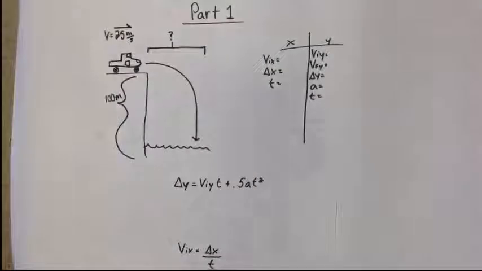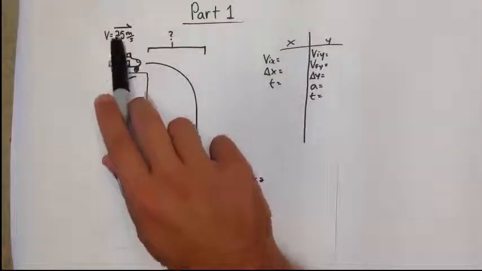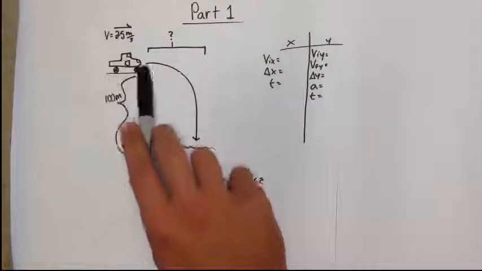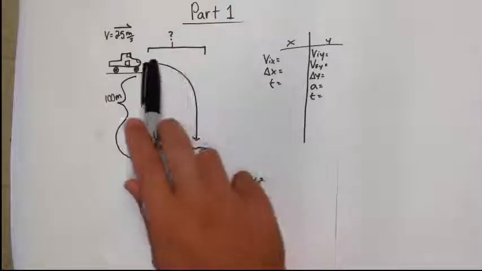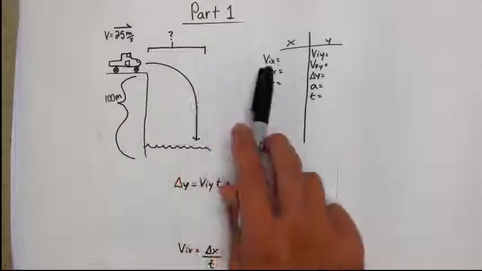Hello guys, my name is Chris and today I'm going to teach you how to do a projectile motion physics problem. As you can see here, we have a car with initial velocity in the x direction going off a cliff that's 100 meters high in the water. And we're going to solve for the displacement in the x direction, or delta x.